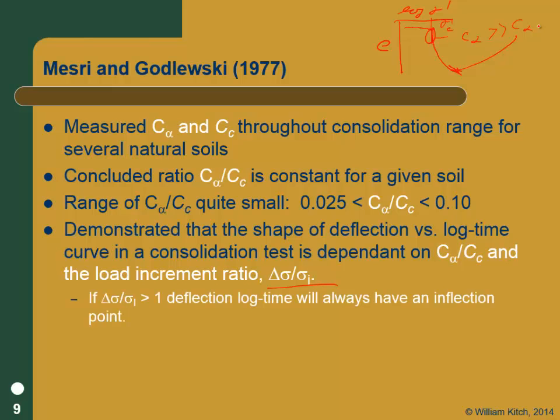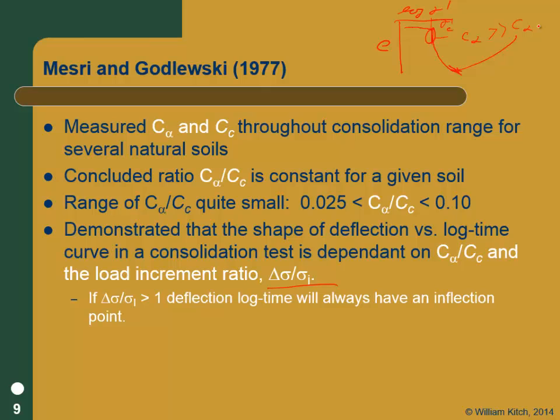But the bottom line, the load increment ratio: normally when we do a consolidation test, we put on a load of X. So let's say it's 1/4 of a ton per square foot. And the second load is going to be 1/2 a ton, and the third load is going to be 1 ton, right? Every time you're adding a load, you're increasing the stress 100% or 1 times what the existing stress is. That's the load increment ratio.